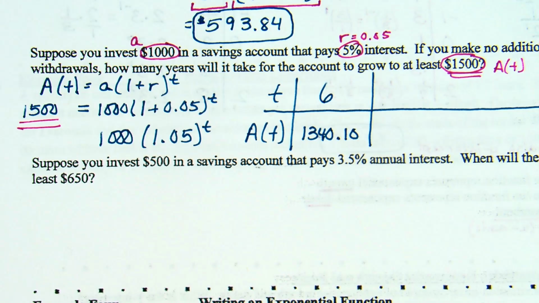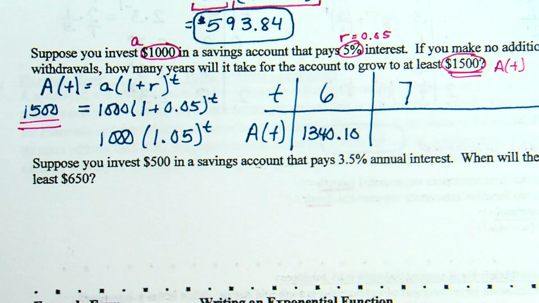$1,340.10. Is that a good starting point? Yeah, because it already gets us past 1, 2, 3, 4, 5. We're already at 6. We're getting closer. And so from here, start trying some numbers.